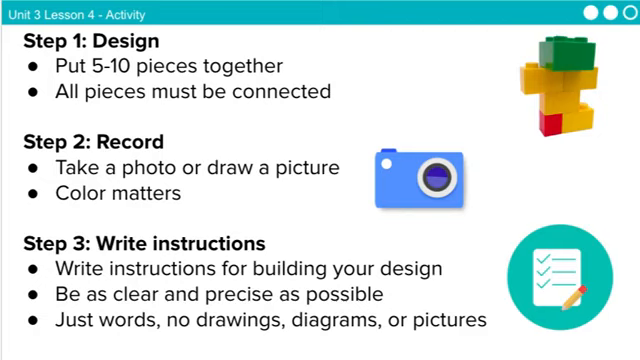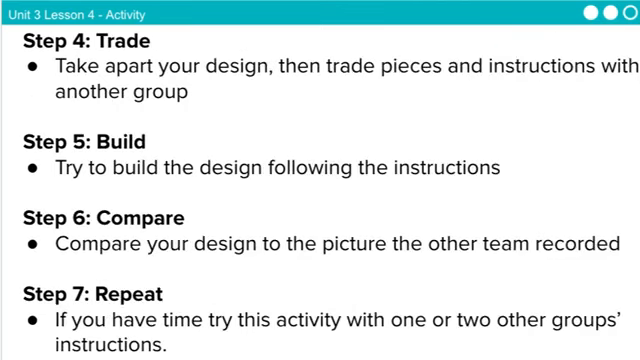All right, the next thing, if we were in class, we would take apart our design and then trade the pieces and instructions with another group, and then try to build the same design that they built following their instructions. Step 6 would be compare your design to the picture the other team recorded. If you have time, try this activity with 1 or 2 other groups' instructions. We don't have time for that.